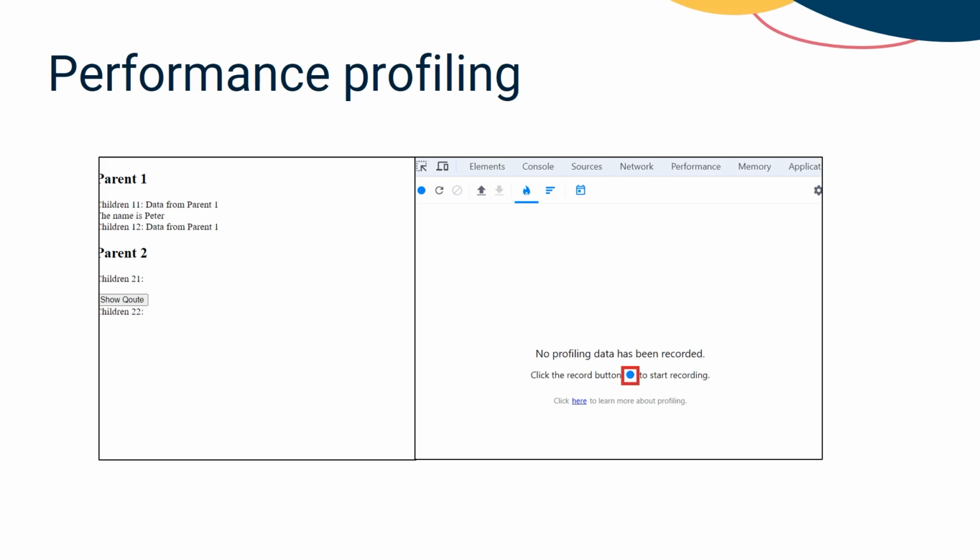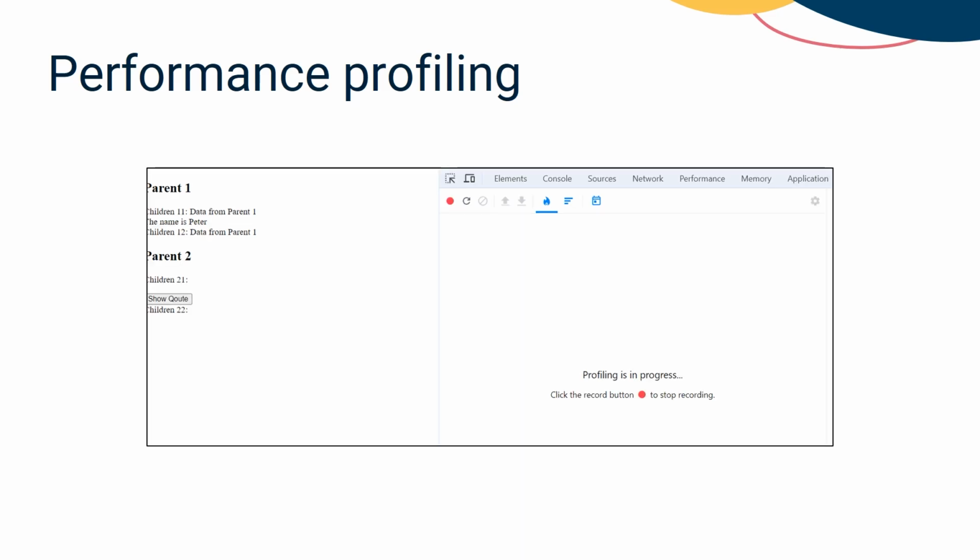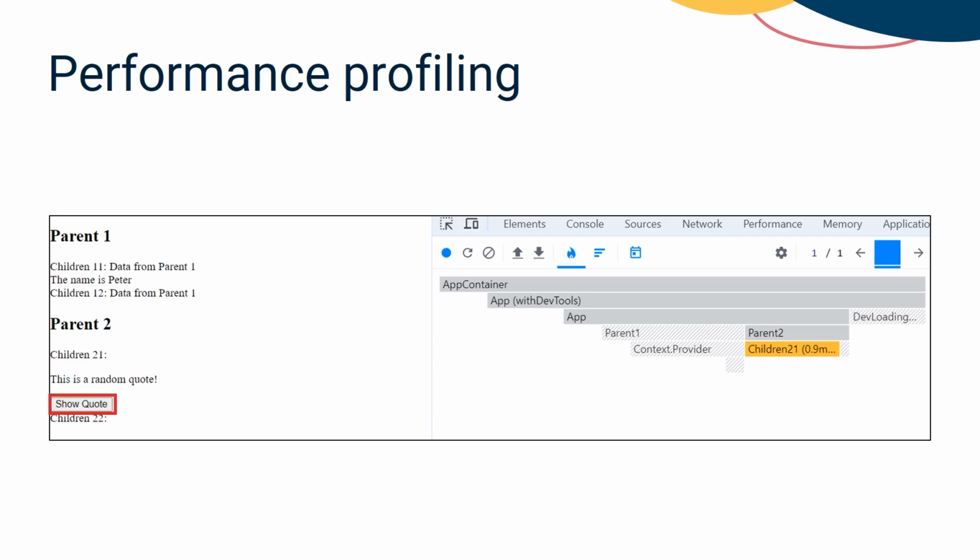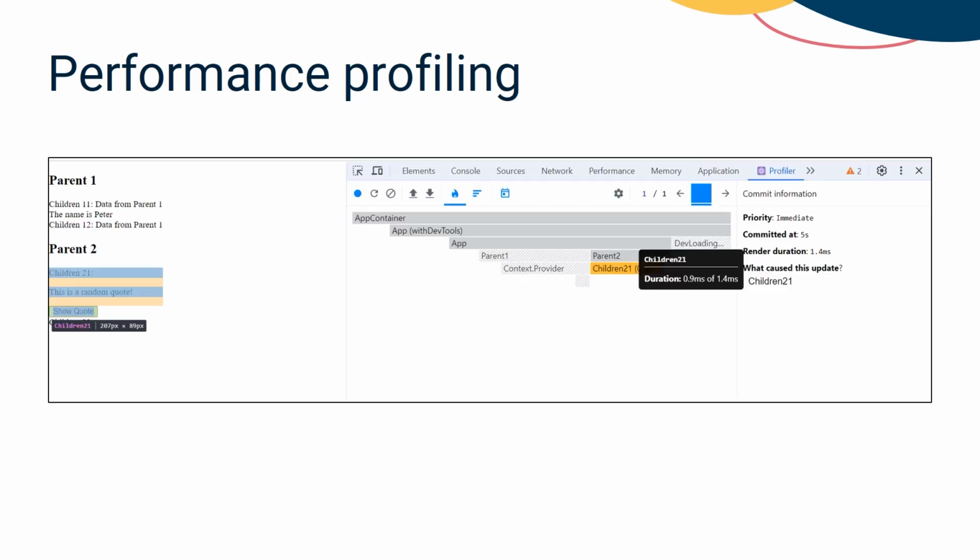Click Record to start profiling. Now, click Stop to get the rendered duration details. Click Show Quote to view the action details. Hover over the Children 21 component to view the rendered details. You can also view the same details from the Profiler tab. The details will appear for that action.